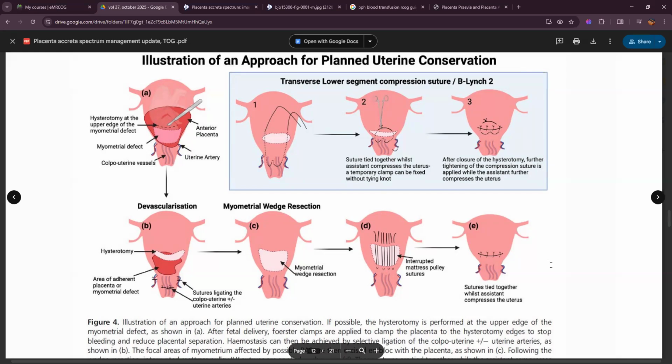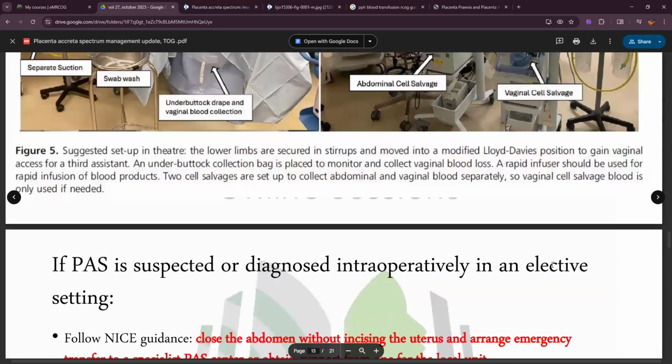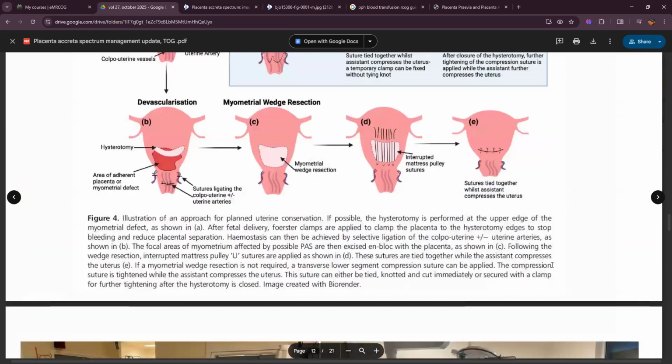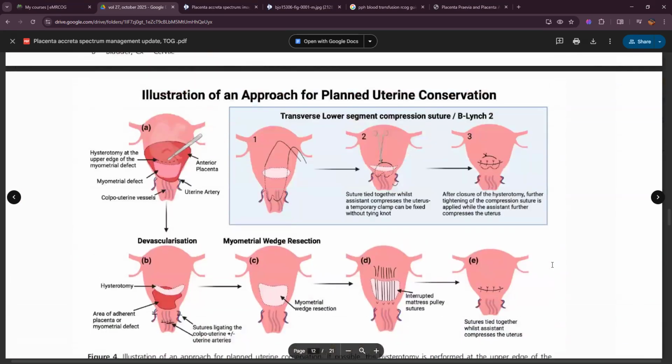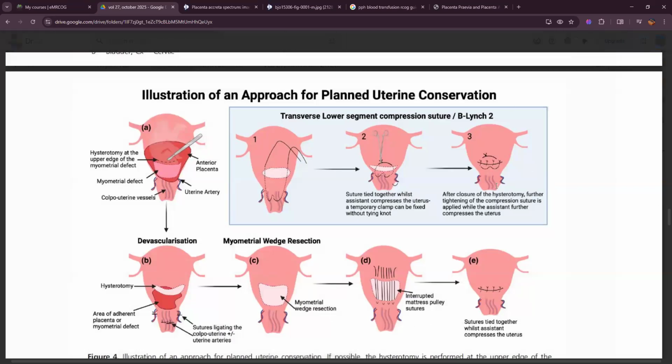Do you know what is B-Lynch 1 or the usual B-Lynch? The usual B-Lynch that we use for postpartum hemorrhage control after initial measures have failed to control the hemorrhage. Yeah, it's a kind of compression suture, but it's not like this. Not like this at all. It is a longitudinal one, not only a transverse one.